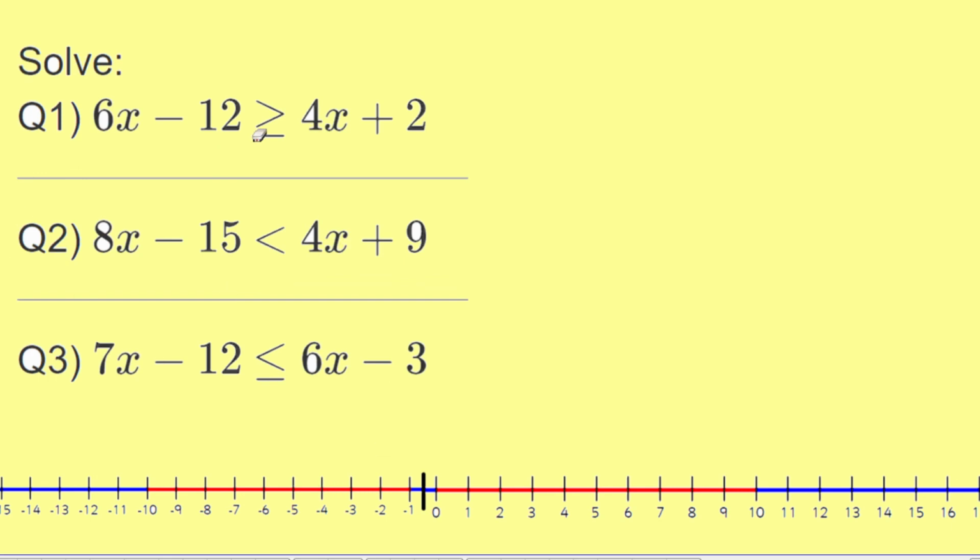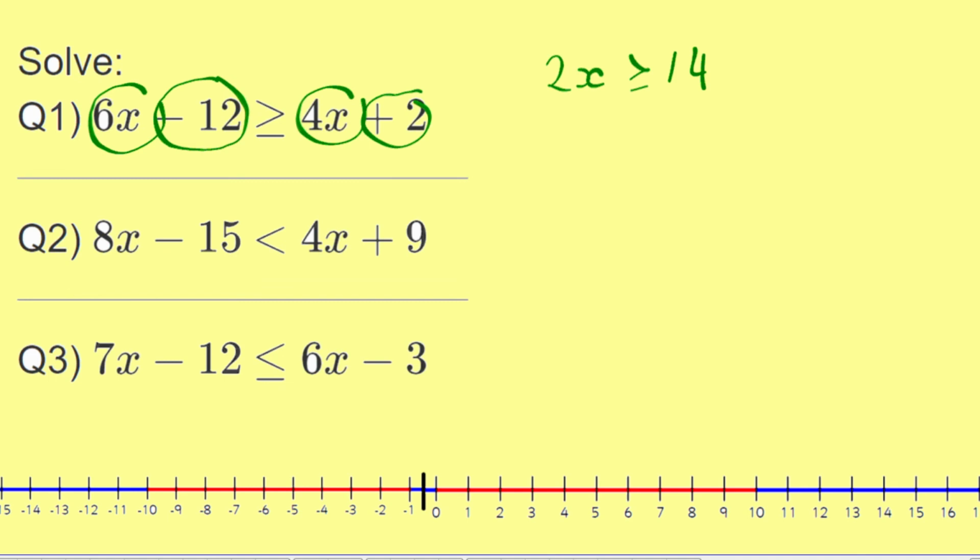So we're going to start with the difference between negative 12 and 2. So from negative 12 to 2, we've got 1, 2, 3, 4, 5, 6, 7, 8, 9, 10, 11, 12, 1, 2. So 14. And then the difference between 6 and 4 is 2. So 2x is less than or equal to 14. So if we divide both sides by 2, x is greater than or equal to 7. I might say less than or equal to that one. I meant greater than or equal to.